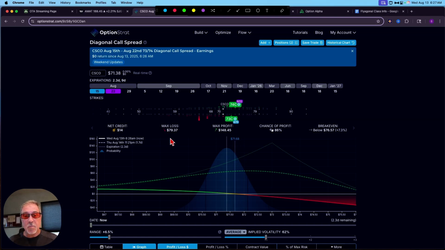So that's it. It's going to be a unique experience if you've never traded time spreads before. So model this up and check it out.